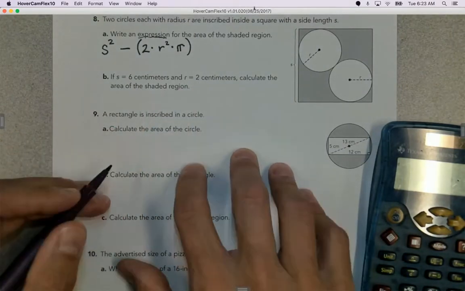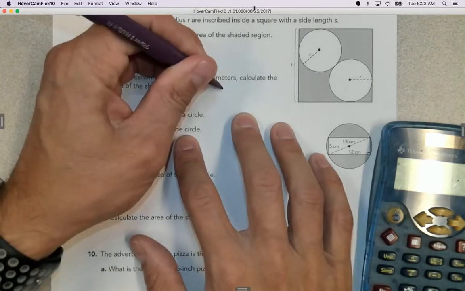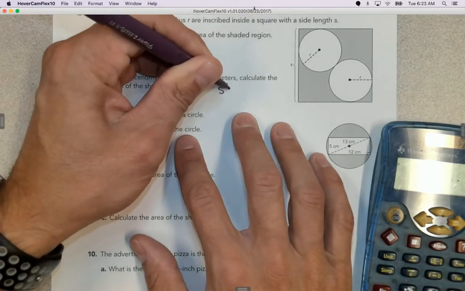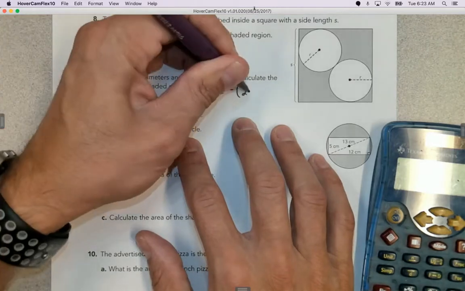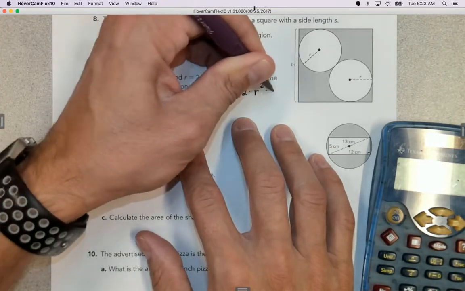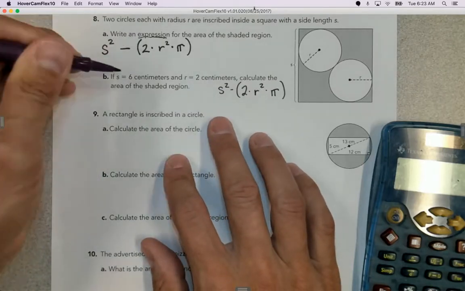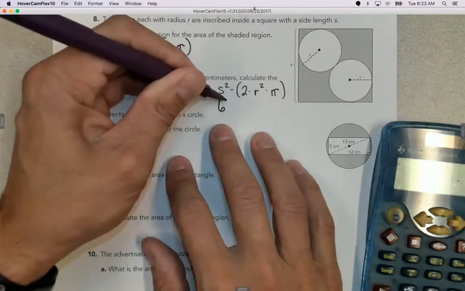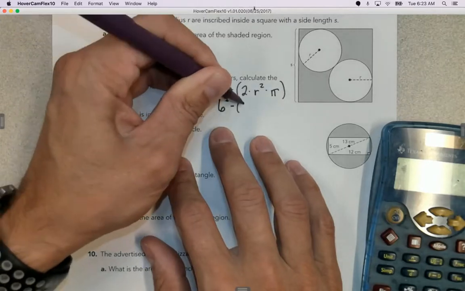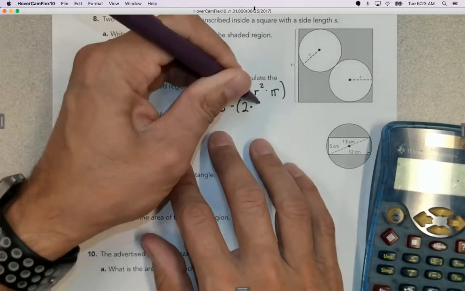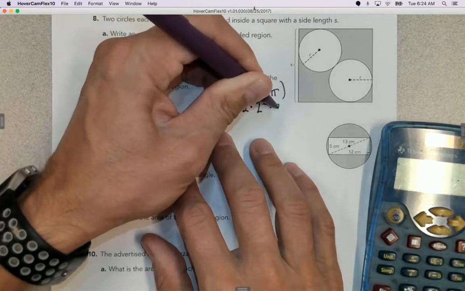Well, if I've done the first part right, I should be able to take S squared minus the quantity of 2 times r squared times pi. If S is 6, now I substitute the values: 6 to the second power minus the quantity of 2 times 2 squared times 3.14.